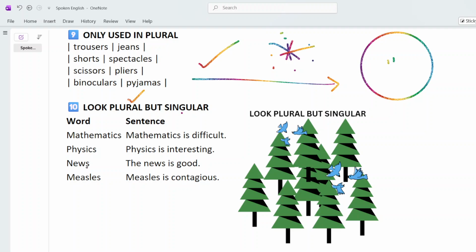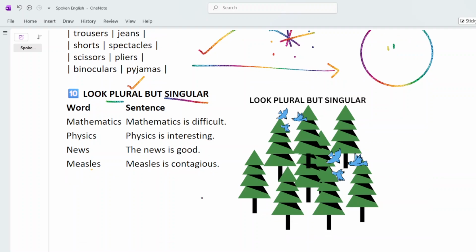All right, news, the news is good. We don't say the new is good, right? We say the news is good. Okay, they look plural but they are singular in nature. Measles is a kind of disease, so measles, mumps, all these are names of diseases. However, they look plural but they are singular in nature. Measles is contagious, right?